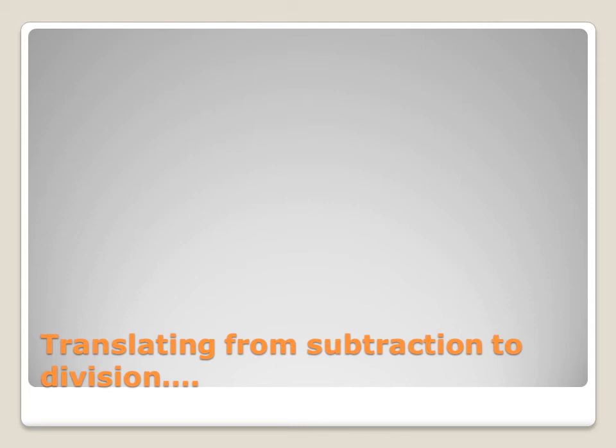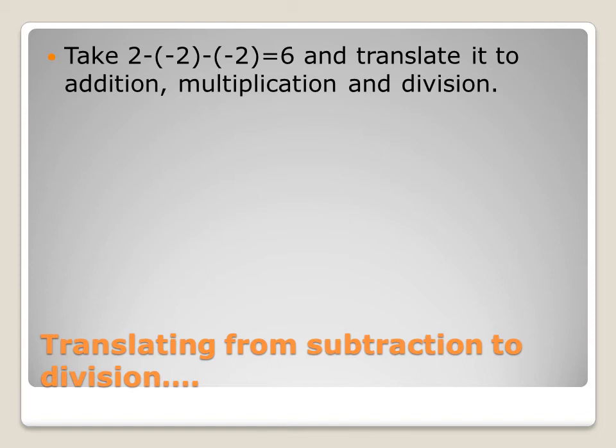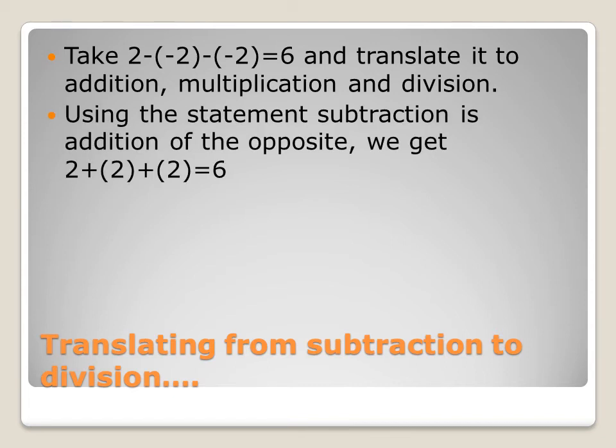Okay, and you can go in the opposite direction too. You can go from subtraction to division. So if we take 2 minus negative 2 minus negative 2 equals 6, to translate into addition, multiplication, and then division, first we take that subtraction is actually addition of the opposite. So we change each subtraction to addition, and we change each negative 2 to positive 2. So we get 2 plus 2 plus 2 is 6.